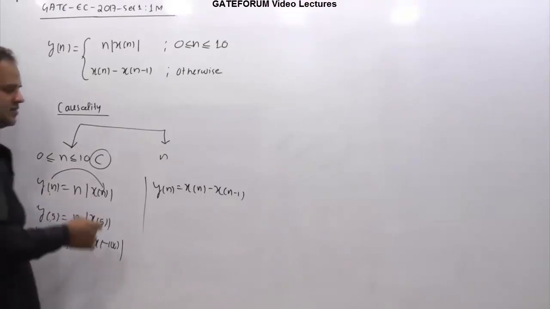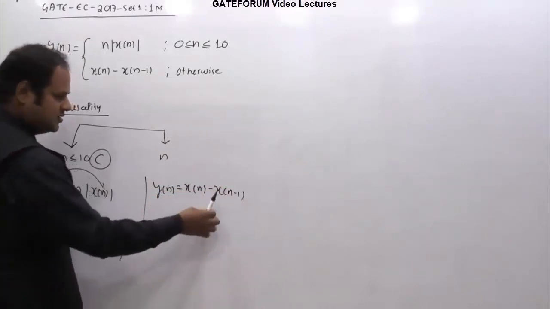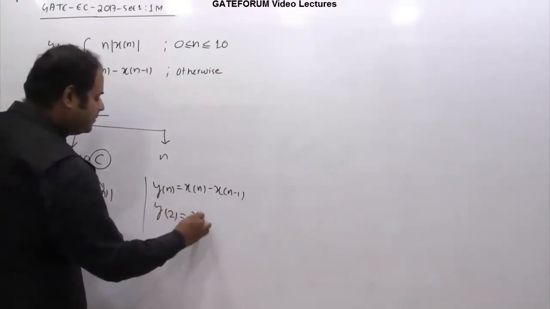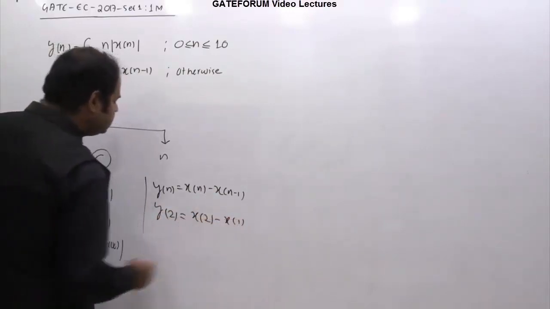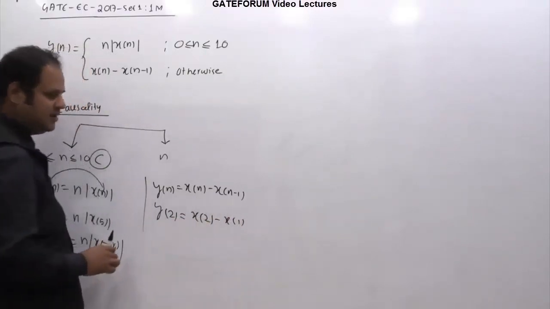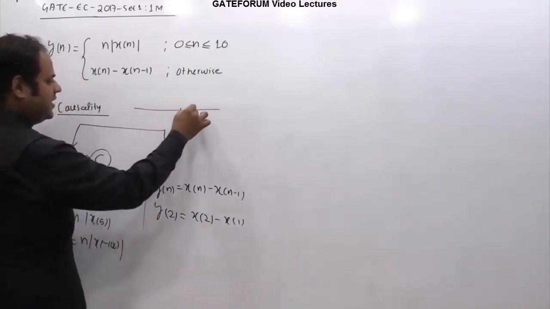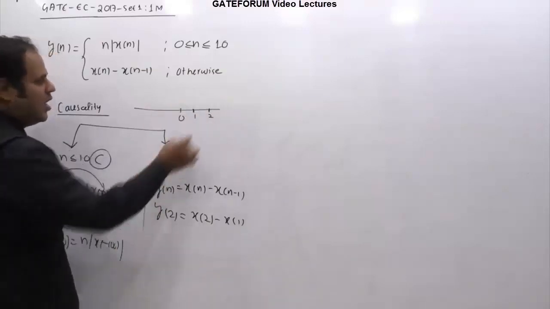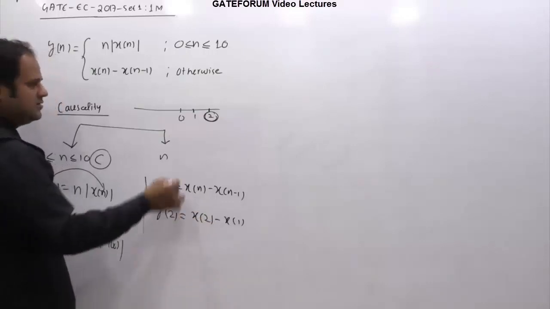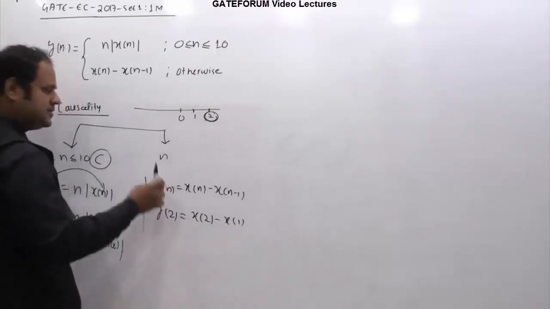What about this one? This is x of n, again a present dependency, and x of n minus 1, which indicates a past dependency. For example, if I ask what is y of 2, this will be x of 2 minus x of 1. So the output at n equals 2 is dependent on the input at 2 and 1, right? If this is the n axis, this is n equals 0, this is n equals 1, this is n equals 2. Your output at 2 depends on the input at 2 and 1. So this is not going towards the future, it is going to the present and past.